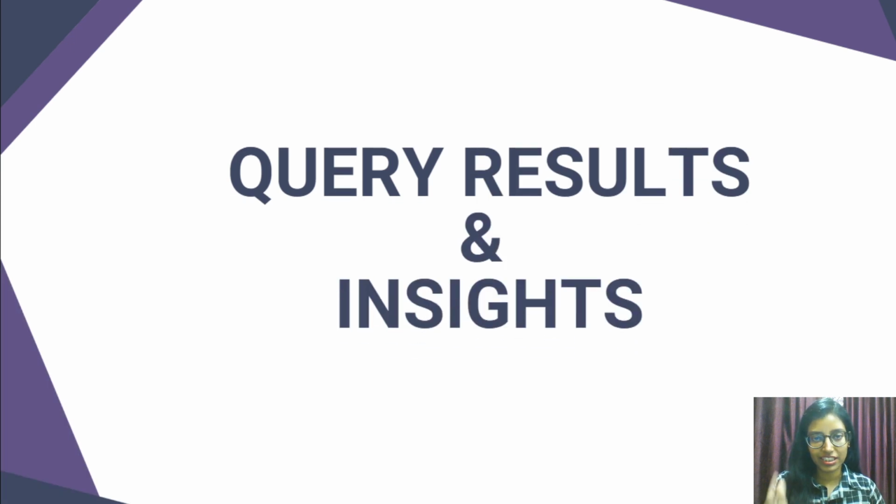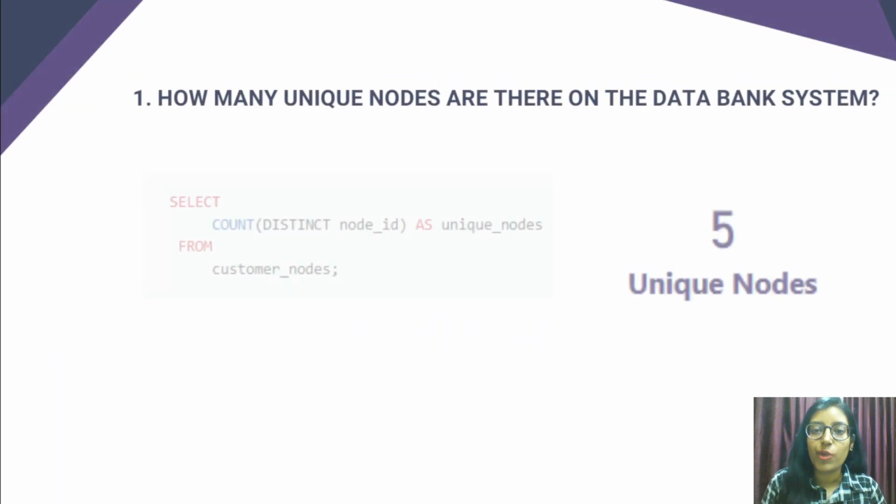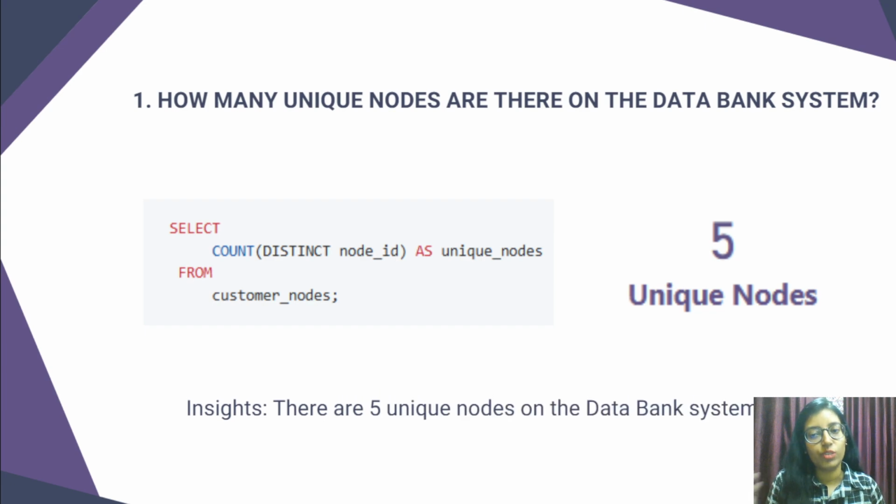So let's discuss the queries, how I write these queries, what functions I used, and how I get the insights from these queries. I also use Power BI for visualizing some query results. In this question, we identified that there are a total of 5 unique nodes present in the data bank system. How do I write this query?